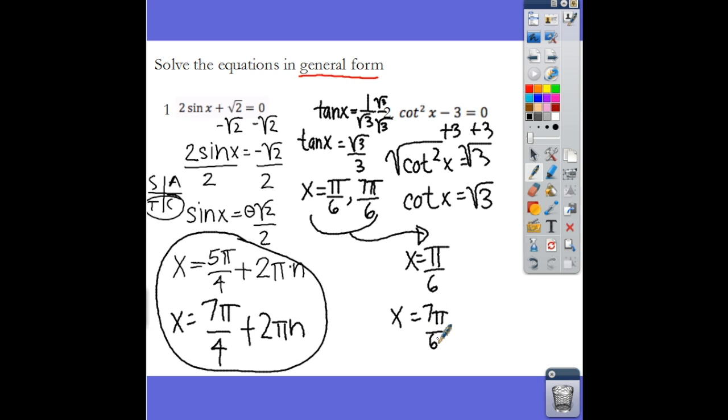But we still want this in the general form. So the period for tangent and cotangent is pi. So you'll add pi n times. So the solutions are pi over 6 plus pi times n, and 7 pi over 6 plus pi times n.